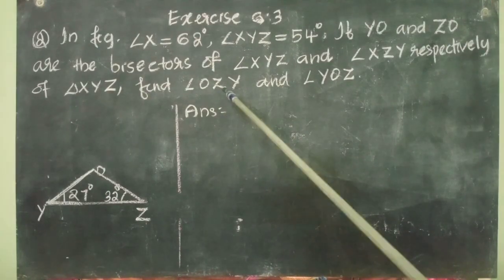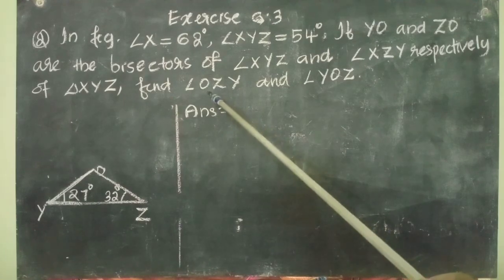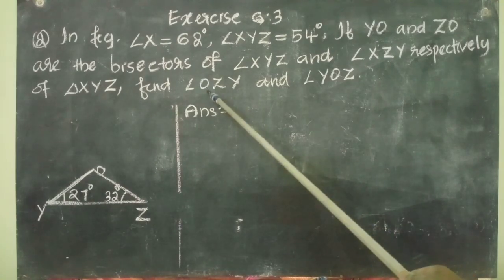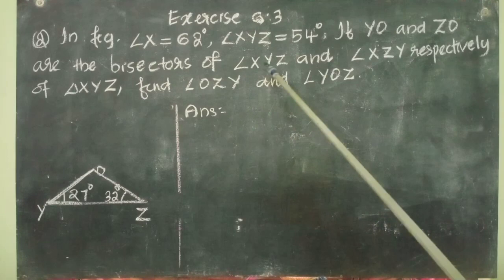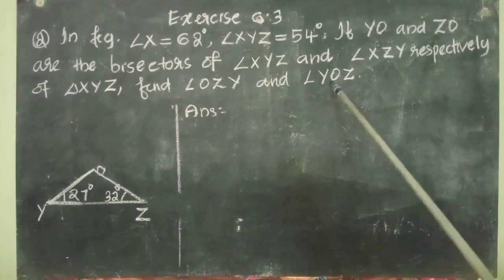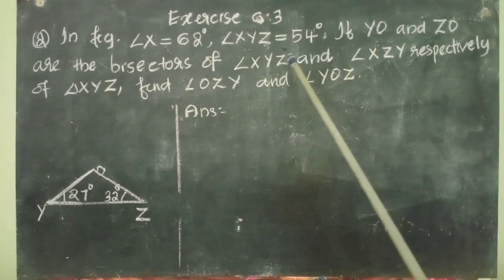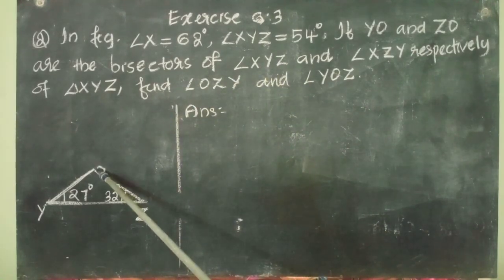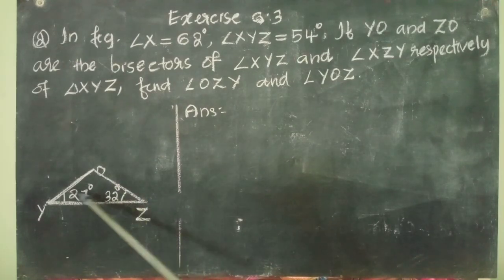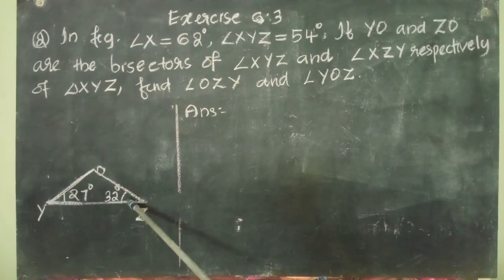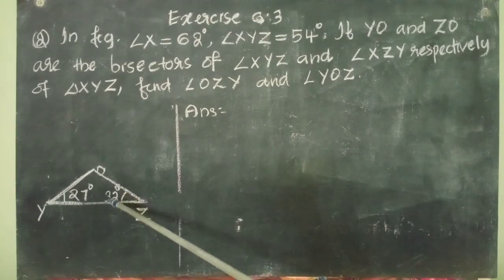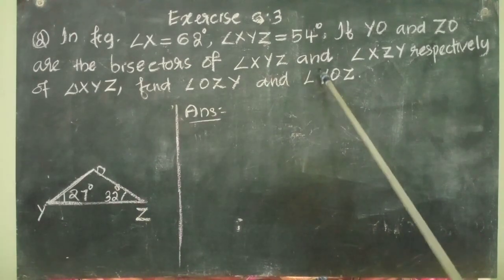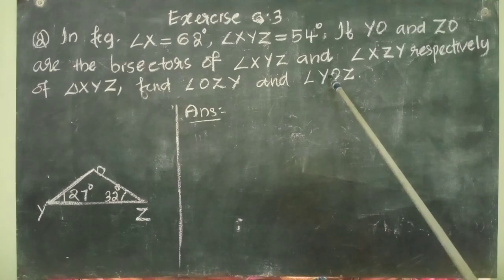Now let us come back to the question. Our question is to find out angle OZY and angle YOZ. Which is the angle OZY? You see the figure. This is the angle OZY. We got the measurement of OZY, that is equal to 32 degree. Now there is one more question remaining.